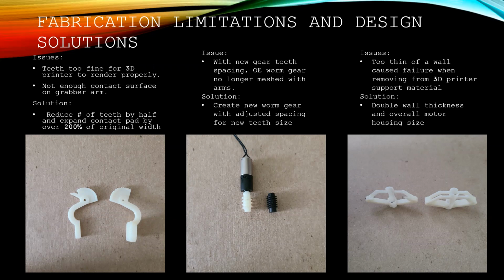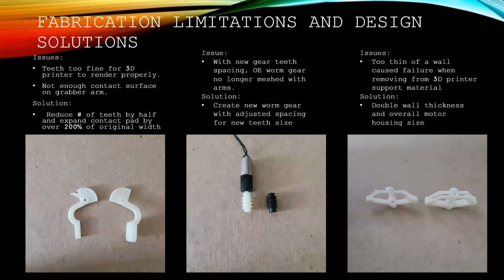The first being the gearing on the grabber arms. Due to the original size, the 3D printer was unable to render them properly. This issue was fixed by cutting the number of teeth in half, effectively increasing the space in between each tooth. Unfortunately, this also led to changes in the worm gear because the original worm gear thread spacing was now too small for the new arm gears. This issue was fixed similarly to the arm gears by reducing the number of rotations of the thread by half, which resulted in increasing the distance in between each thread just enough for the new teeth to mesh properly.